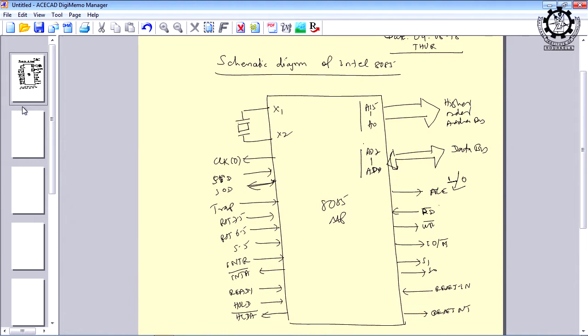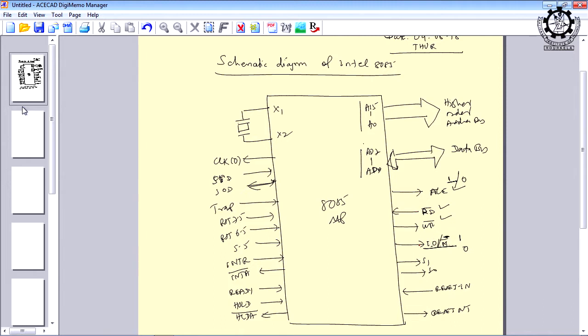Then we have read bar, write bar, and you can see there is an IO/M bar signal. As I am putting the bar, it is an active low signal. Whenever this is 1, you will understand that an IO operation is to be carried out, and whenever this signal is 0, the memory operation is to be carried out. Very simple. 0 means memory operation, 1 means IO operation.